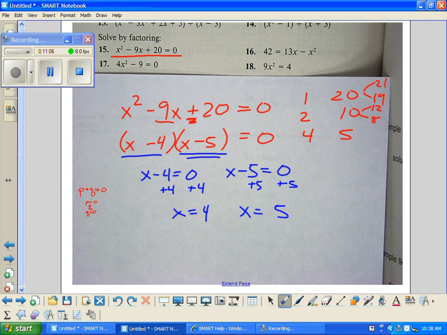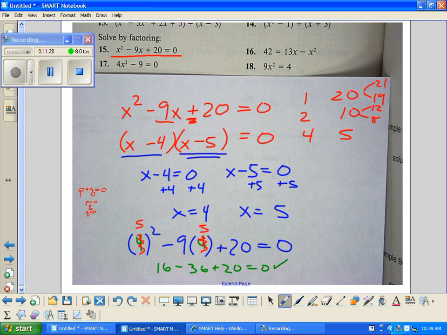And if I want to check them, I can go back to my original problem, replacing x with parentheses, and plug in the 4. 16 minus 36 plus 20 equals 0. Yep, that one works. Replace the 4 with a 5. I'll do it in red. Quickly do the math. 25 minus 45 plus 20 equals 0. The answer is yep. Both answers work. That is the correct problem.